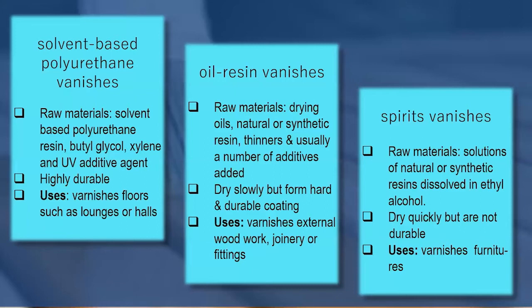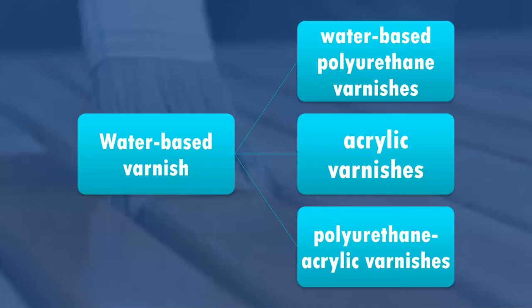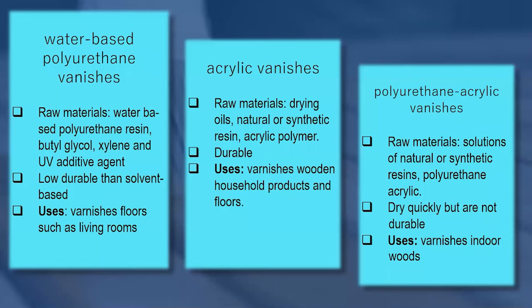So next slide is the water-based varnish. The examples of water-based varnish are water-based polyurethane varnishes, acrylic varnishes, and polyurethane acrylic varnishes. So next slide. Okay, the water-based polyurethane uses raw materials such as water-based polyurethane resin, butyl glycol, and UV additive agent. It is more durable than solvent-based and used to varnish floors such as living rooms.